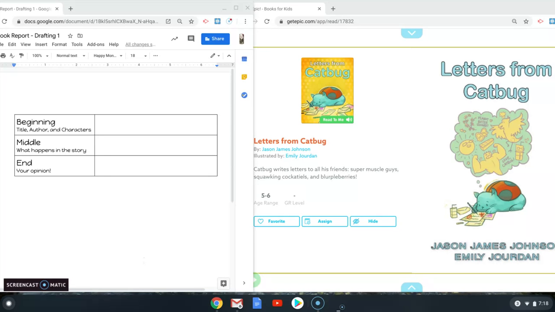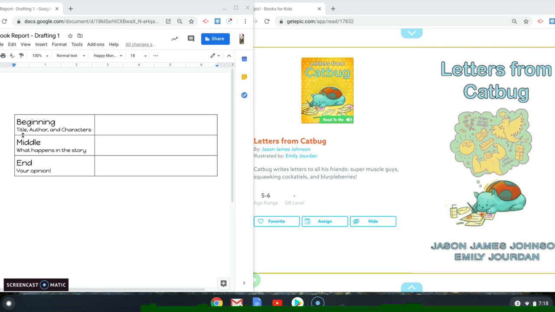Hi friends, today what we're going to do is another book report, but this time I'm using a new book. The book I chose today is Letters from Catbug. But before we even start our book report, we should go over what a book report should have.